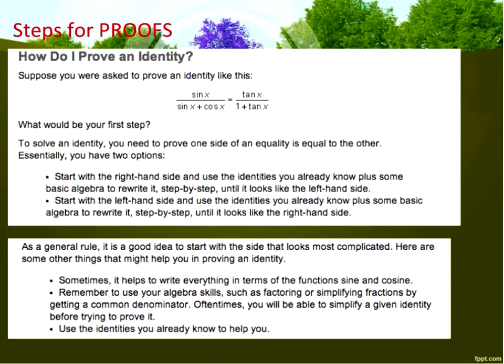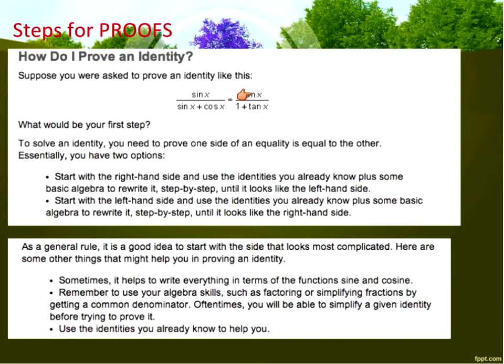So how do we prove an identity? Well, a couple things. If we're asked to prove an identity like this, what should our first step be? There's a couple key things that we're going to point out. To solve an identity, we're going to start with just one side of the equation. When we pick one side, we're going to work with that one side and try and make it look like the other side of the equation.